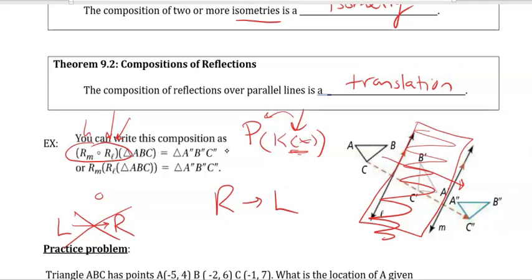Other than that, it's, hey, do you already know how to do all these transformations? Yes, then can you just do them back to back? So as you can see, a reflection over one parallel line and then over the other one is going to be the same thing as a translation. Does anybody have any questions on that?